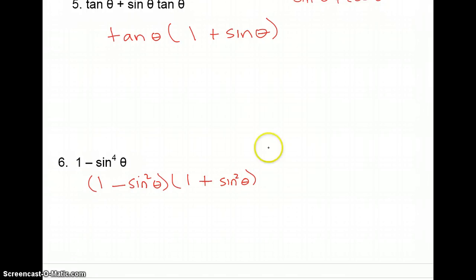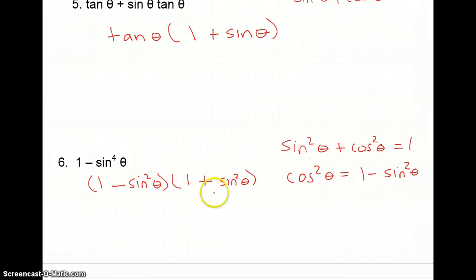And if I go back to that one that I had, sine squared theta plus cosine squared theta equals 1. Well, what if I move the sine squared theta to the other side? Then I would end up with cosine squared theta equals 1 minus sine squared theta. So I could change this to cosine squared theta times 1 plus sine squared theta.